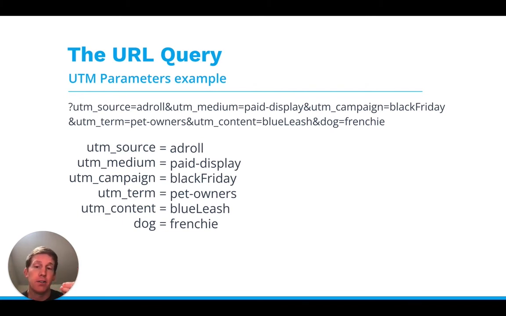I added an extra one here beyond the UTMs just to, again, demonstrate what is actually happening with the parameters. Dog is just a category, and Frenchie is a type within the category. A French bulldog is a type of dog, just like UTM source would be a category, and then AdRoll is one of maybe several sources you're using to generate traffic.